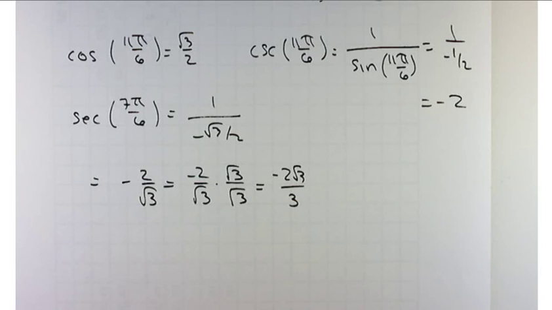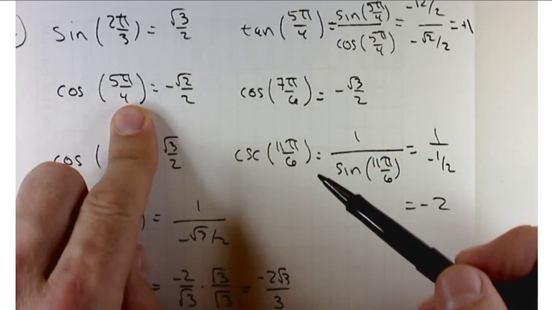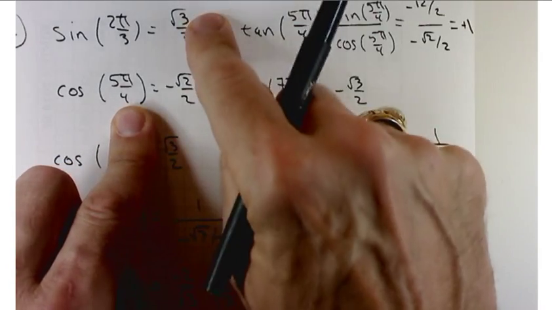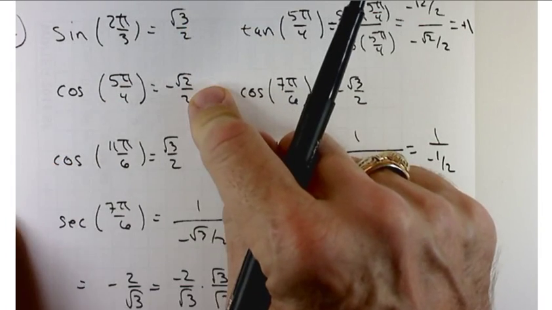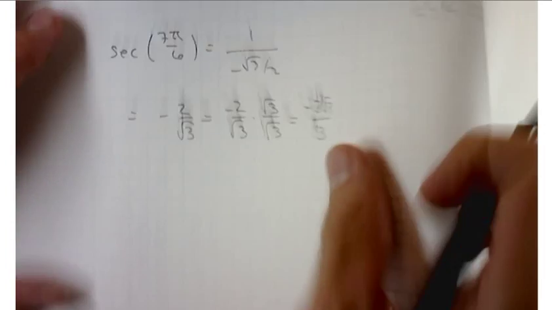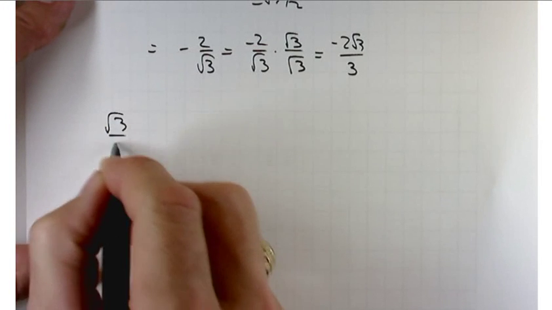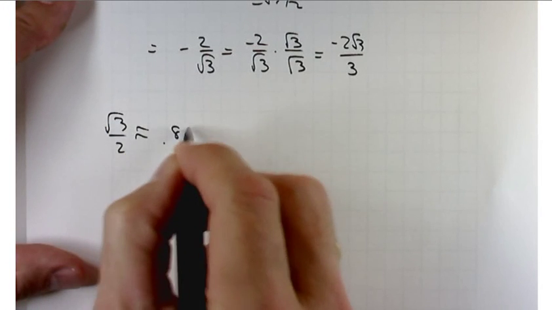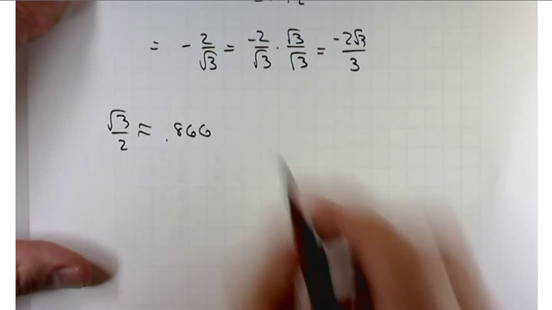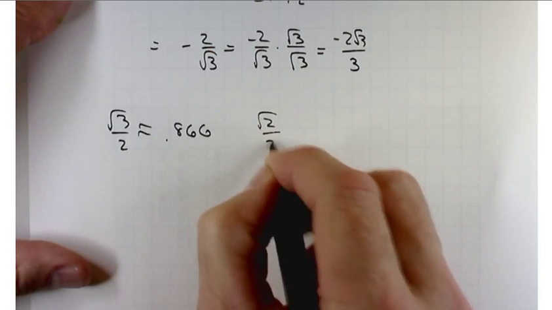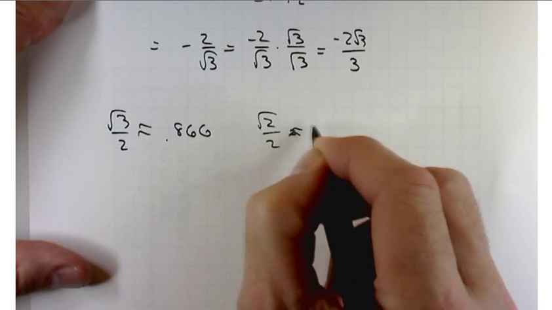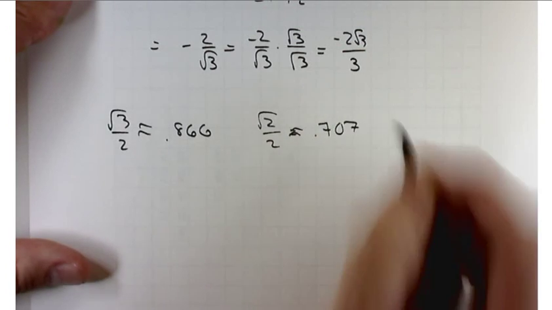Now, for a couple of these, they're so common that they come up so often, you can kind of work your way around things a little bit. Like cosine of 5 pi over 4, these two values, square root of 3 over 2 and square root of 2 over 2, one way you can work around this is to at least be familiar with and recognize these values, so that when you see them, you say, oh, okay, that's square root of 2 over 2.